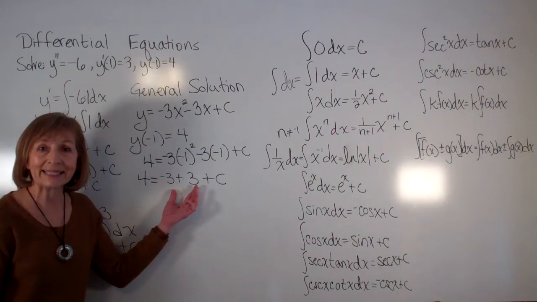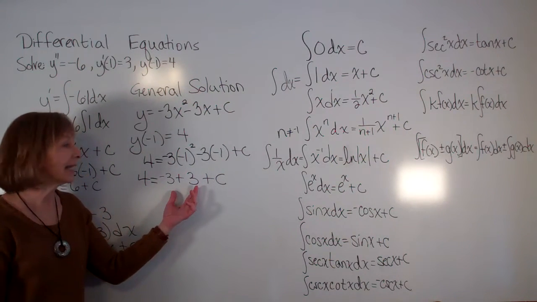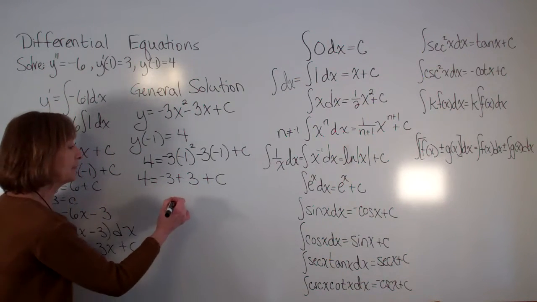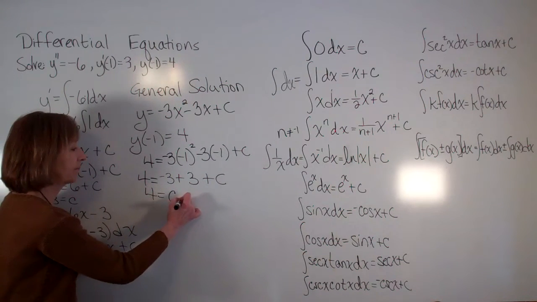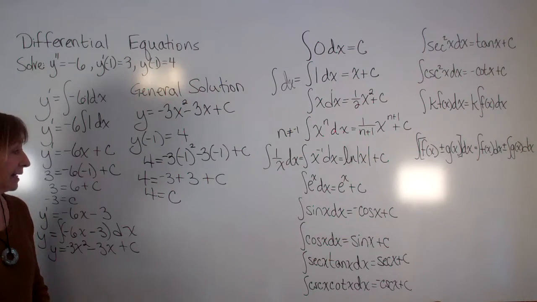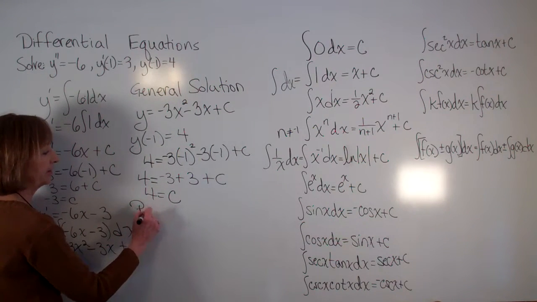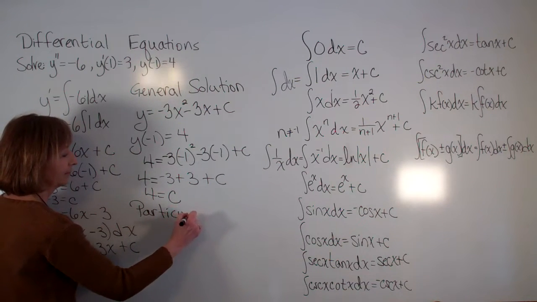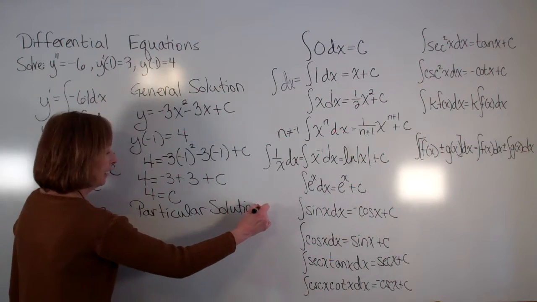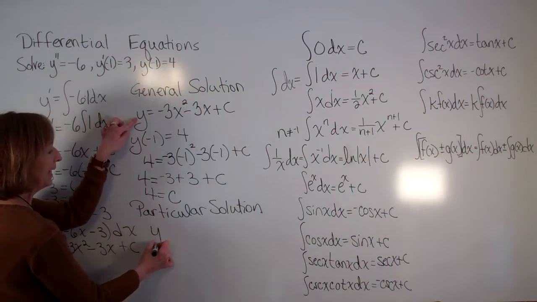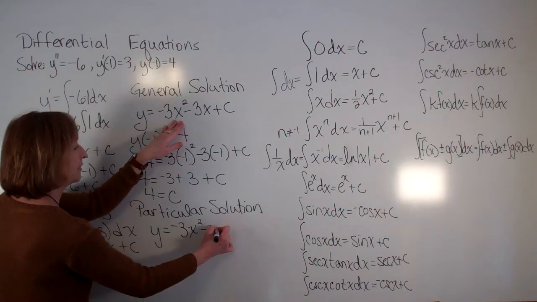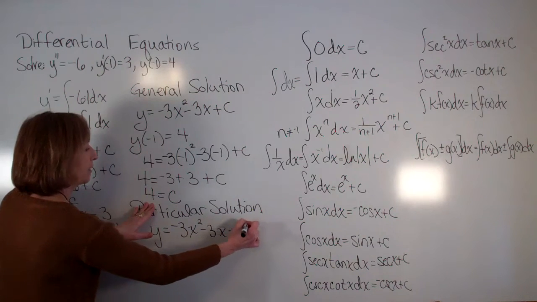Well, here when I collect like terms on the right-hand side, negative 3 plus 3 is just 0. So negative 3 plus c gives me c. So 4 is equal to c. That doesn't always happen. It was just a specific case here where it did. So now my particular solution is y is equal to negative 3x squared minus 3x plus 4.